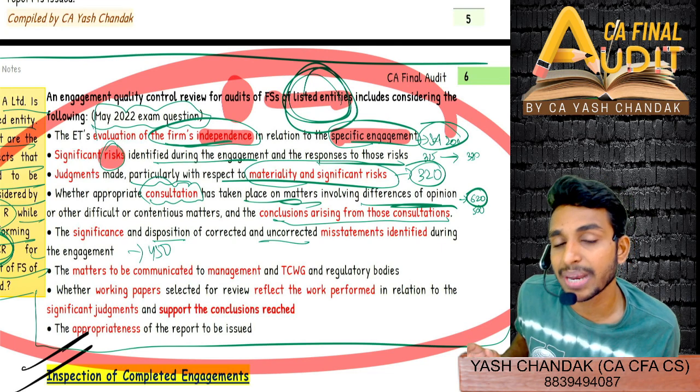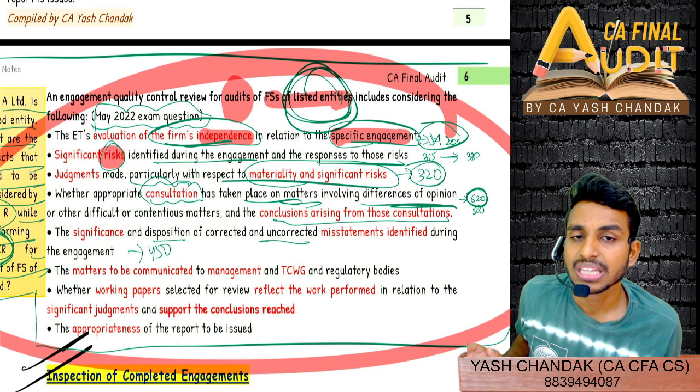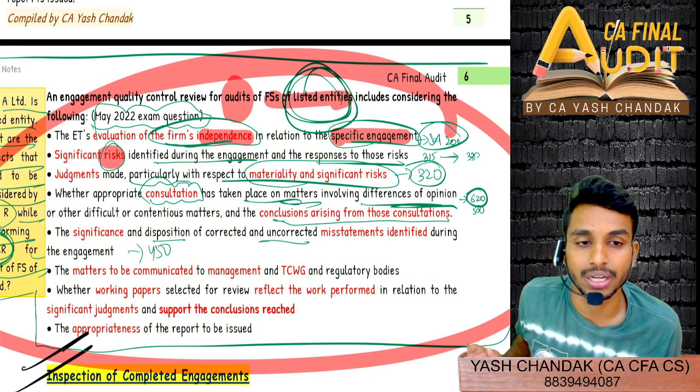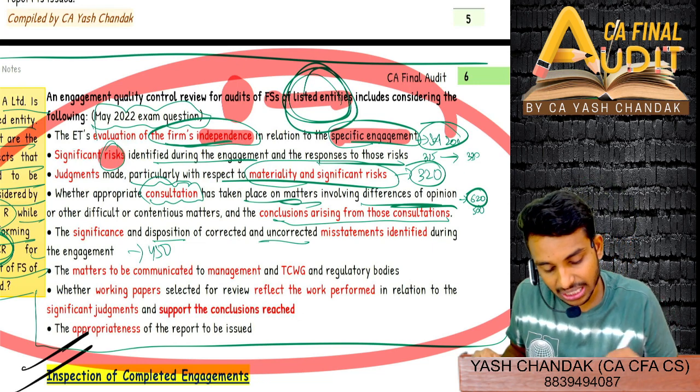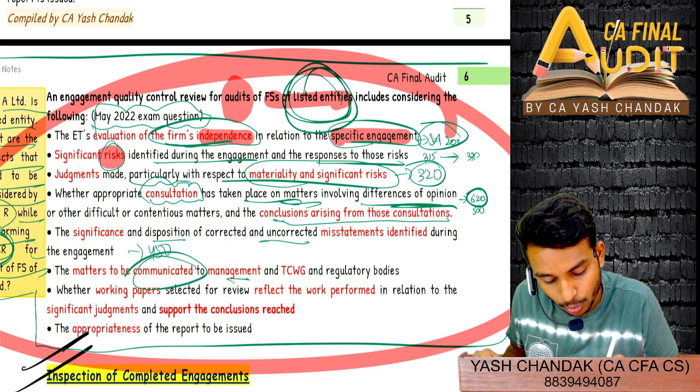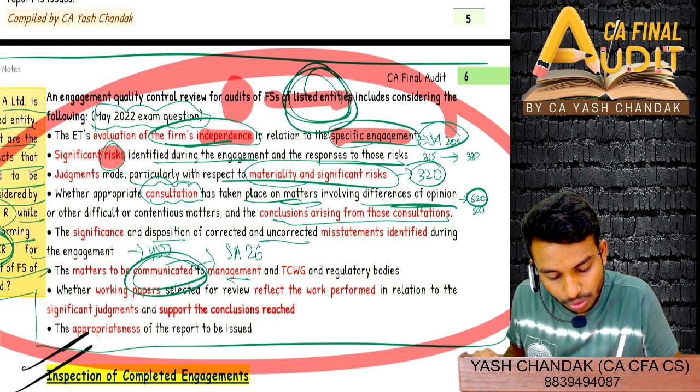And if it is material but the management is telling us that it is immaterial, then we will reflect accordingly in our opinion paragraph, modification or qualification. Clear? Then the matters that need to be communicated to management, that is SA 260.